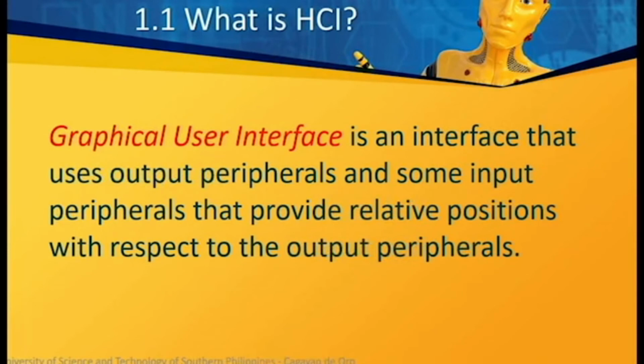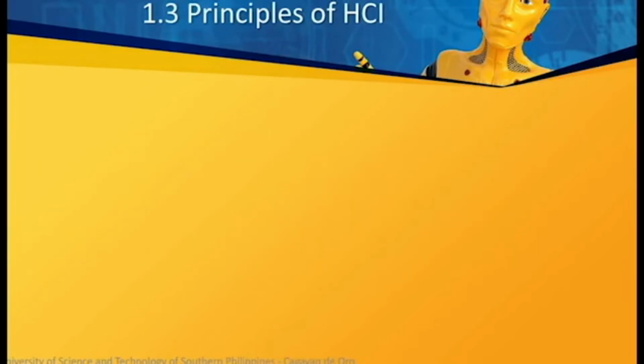Then, the graphical user interface or the GUI is an interface that uses output peripherals and some input peripherals and provides relative positions with respect to the output peripherals. So, ang GUI is a subset of interface. So, unsa may mga example sa GUI? Like, kaning mga icons sa desktop. Kaning mga icons, multi-objective sila. So, sila mga sample nga GUI.